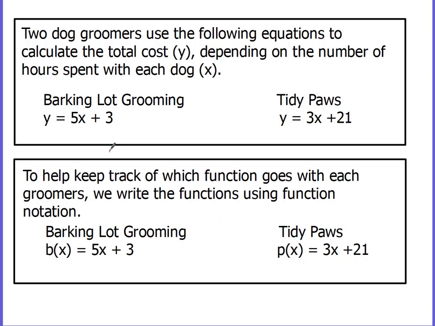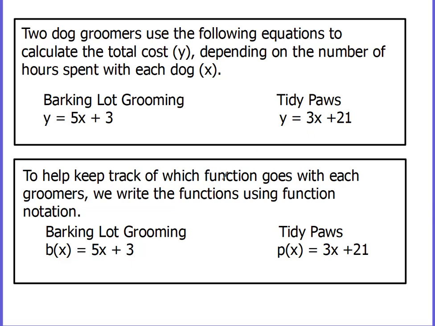So if we were to look at a couple of questions here, it says 2 dog groomers use the following equations to calculate the total cost, y, depending upon the number of hours, x, spent with each dog. So this is an equation on how Barking Lot Grooming calculates its total cost. This one is for Tidy Paws. But you'll notice that this one is a y equals and this one's a y equals. So it's really hard to differentiate the two. So I can use function notation to help differentiate them.